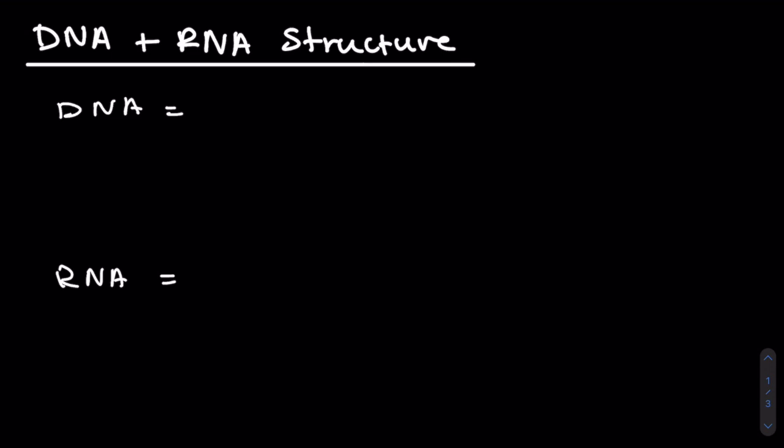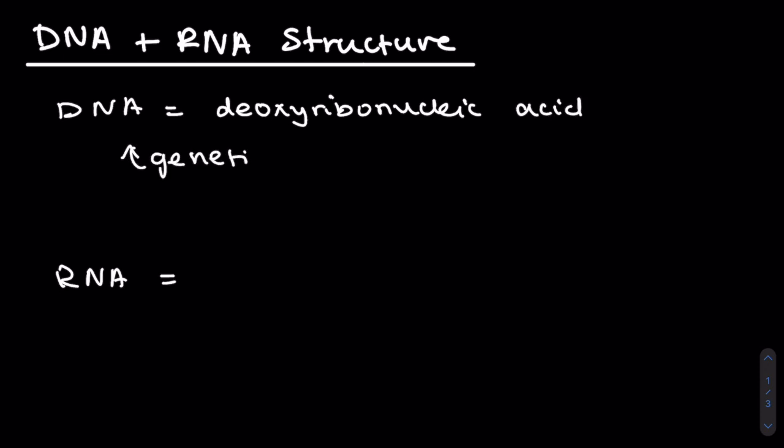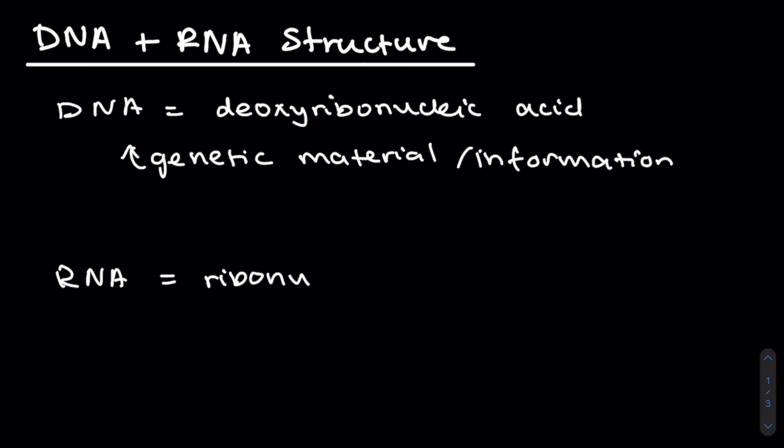So today we're going to be talking about DNA and RNA structure. DNA is deoxyribonucleic acid, and it stores the genetic material for a cell inside the nucleus. RNA is ribonucleic acid, and it has many different roles within the cell.